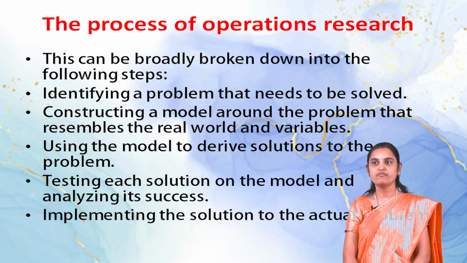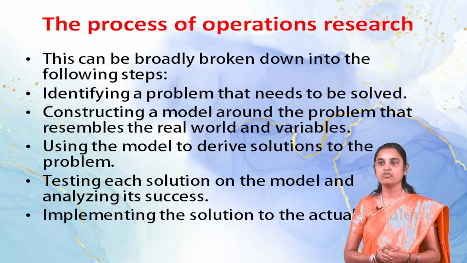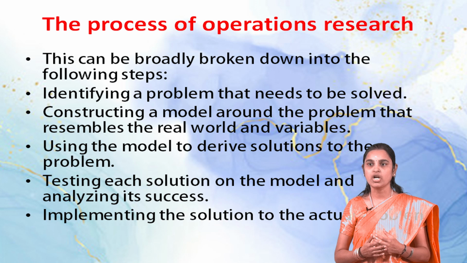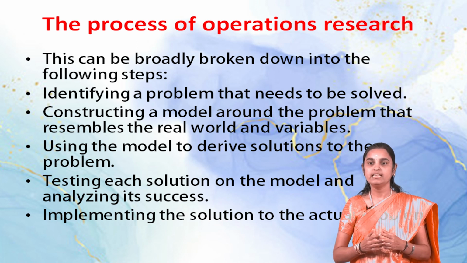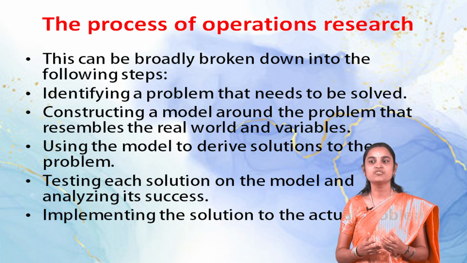Now let's see the process of operation research. This can be broadly broken down into the following steps. The first step is to identify a problem that needs to be solved, constructing a model around the problem that resembles the real world and variables. Next, we use any one model to derive solutions to the problem. Then test each solution on the model and analyze its success, implementing the solution to the actual problem.